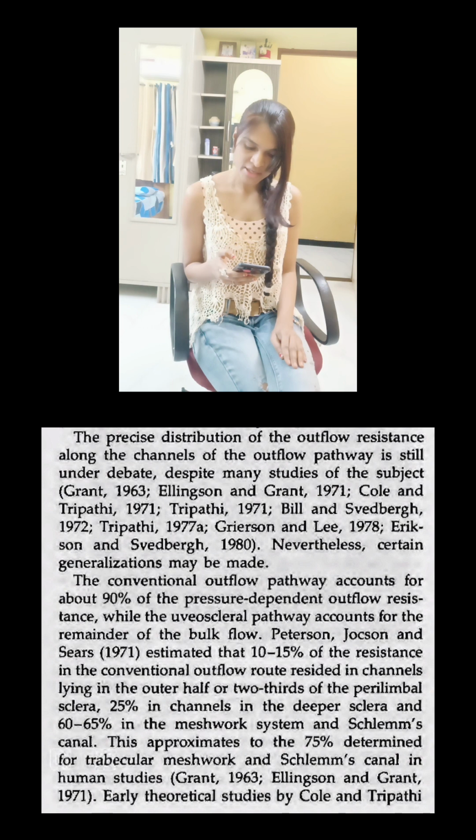Peterson, Jackson, and Sayers in 1971 estimated that 10 to 15% of the resistance in the conventional outflow route resided in channels lying in the outer half or two-thirds of the perilimbal sclera, 25% in channels in the deeper sclera, and 60 to 65% in the meshwork system and Schlemm's canal. This approximates to the 75% determined for trabecular meshwork and Schlemm's canal in human studies.